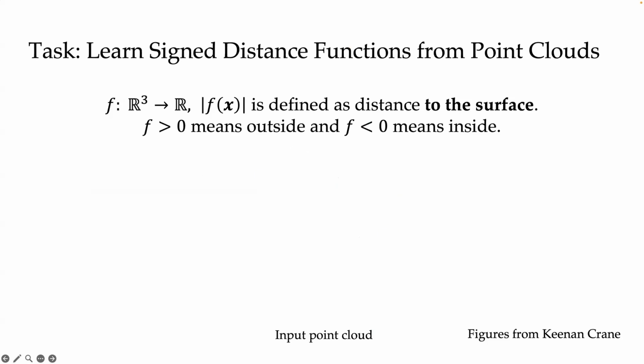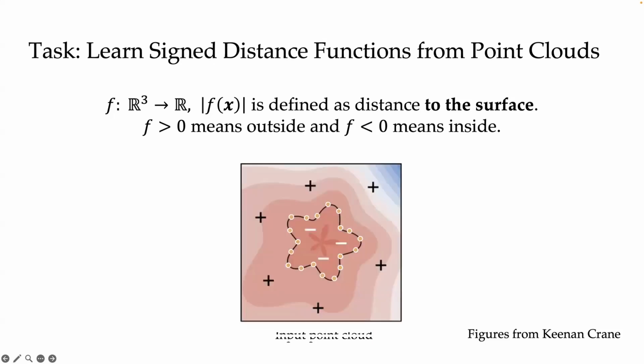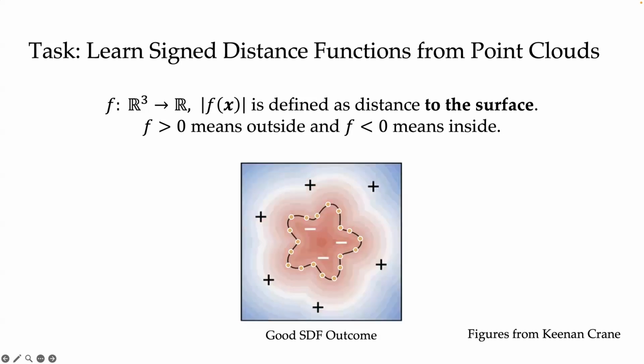In this work, we define the problem as follows. Given an input point cloud, our goal is to get a signed distance function that represents the distance to the reconstructed surface. The output is positive when the point is outside and negative when the point is inside. In this figure, you can see an example of a poor reconstruction. The zero-level set is okay, but the surrounding level sets are unreliable. A good SDF, however, should not only recover an accurate zero-level set, but also produce meaningful and consistent values across other level sets as well.